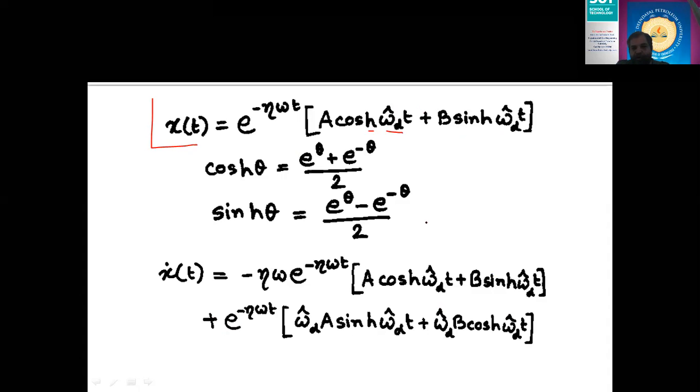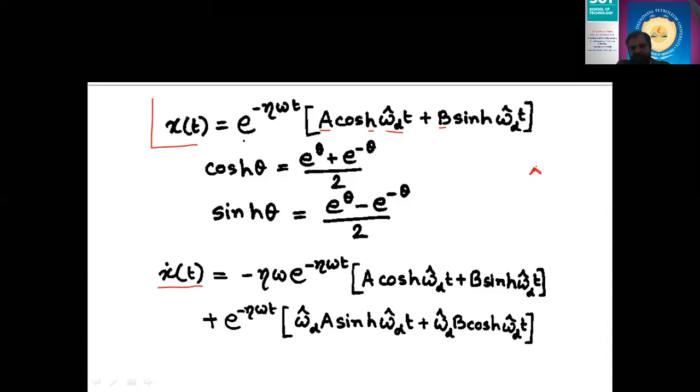You can remember overdamp means higher damping, a higher value of damping, and that's why I'm putting the cap on the upper side. This will be the indication that this is the overdamped frequency, omega d cap. So I need to solve this to find out the values of A and B. First, you take the differentiation of this equation.